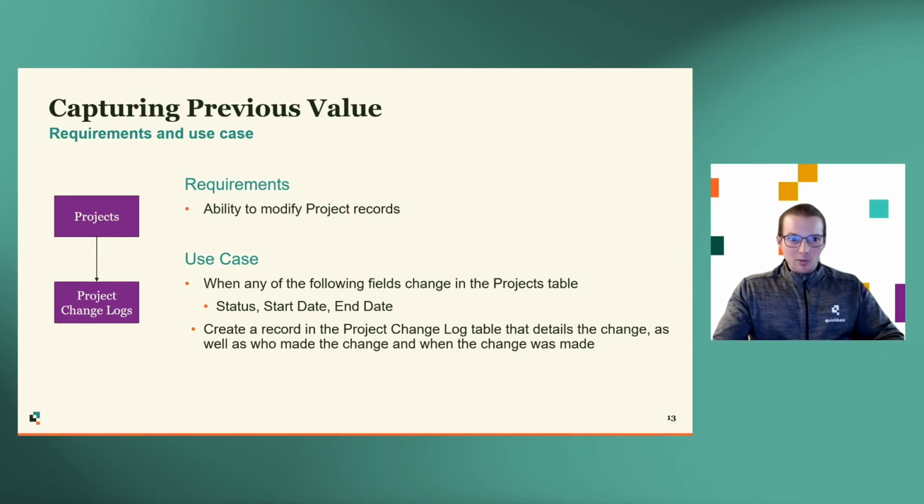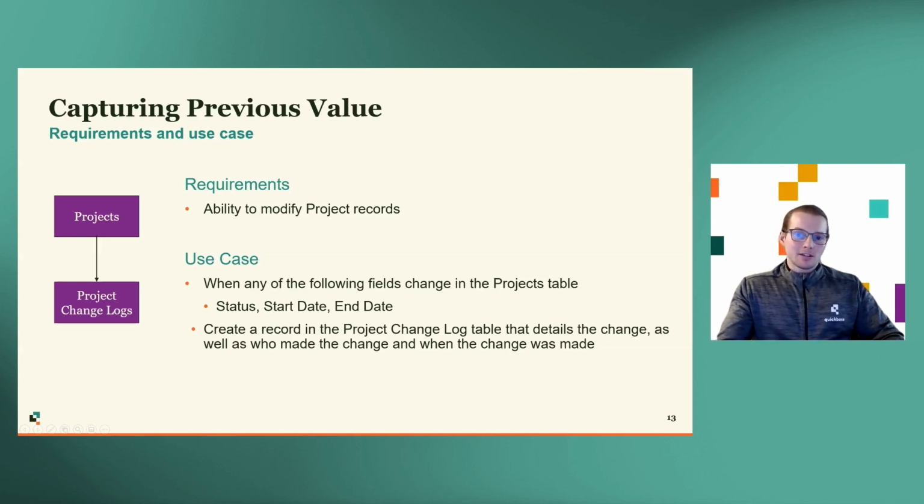So what we're going to do here is we already have our projects table, which I just showed you, but we're also going to build out our project change log table. This is a table that's specifically going to be used to capture the changes that occur with our projects. The use case here is that when any of the following three fields change in a project, my status, my start date, my end date, we want to actually go ahead and capture what the old status was and also what the new status was.